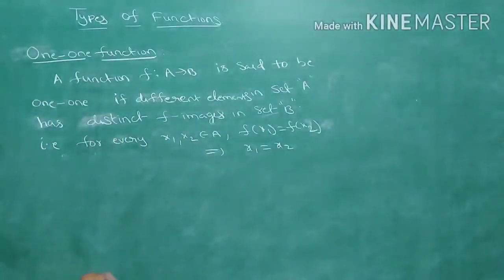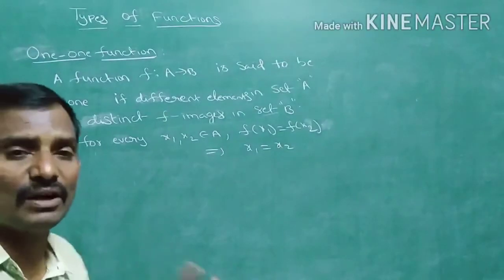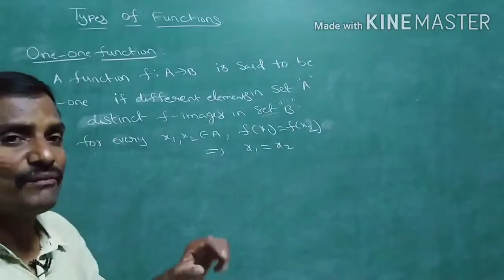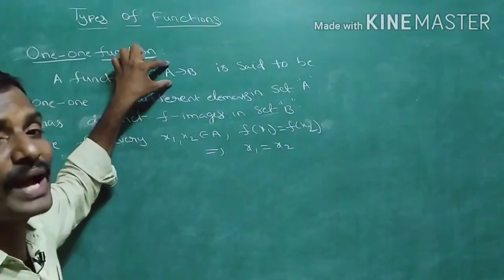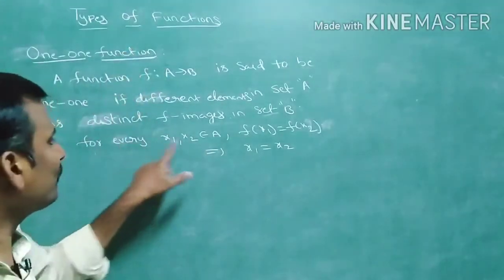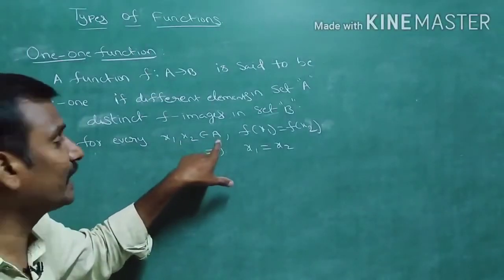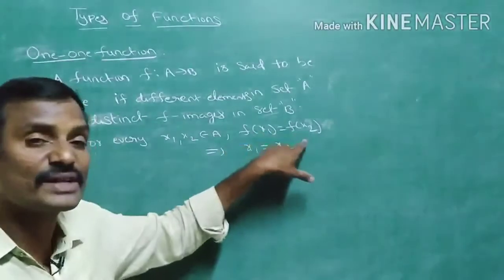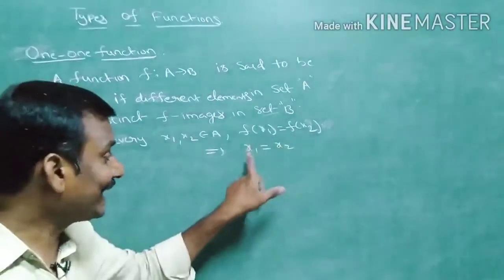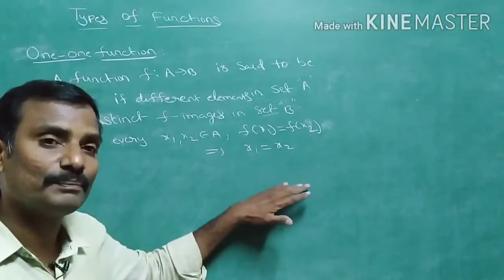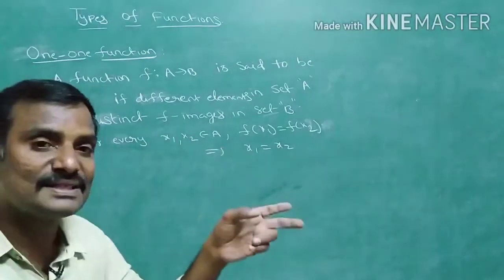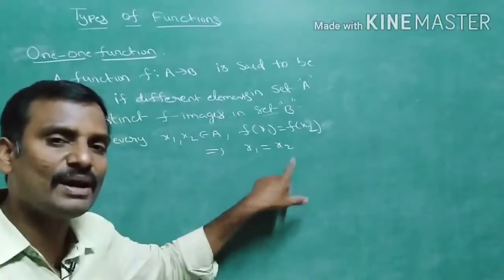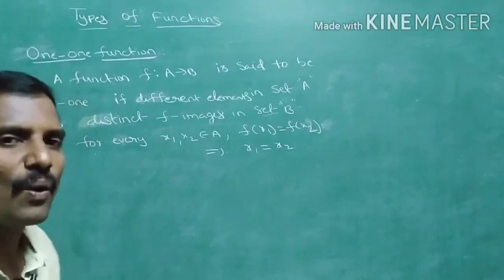How to check whether a function is one-one or not. Let us take two elements x1, x2 belonging to set A. Take the corresponding images; if they are equal, f of x1 is equal to f of x2, then x1 is equal to x2. This is one-one. If their images are equal, then the elements are equal, it is one-one. Otherwise, it is not one-one.